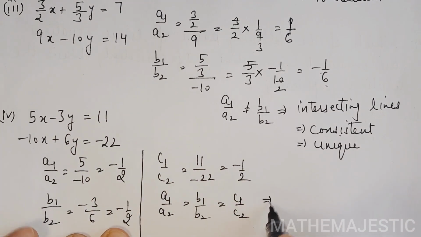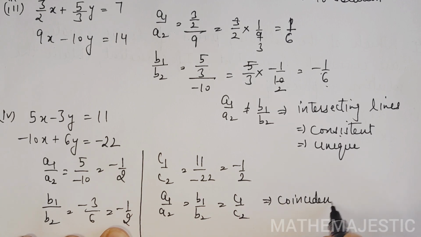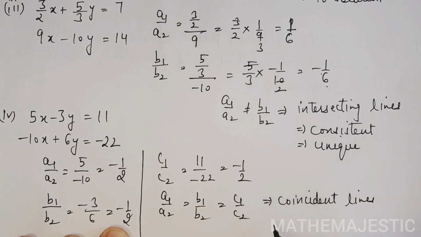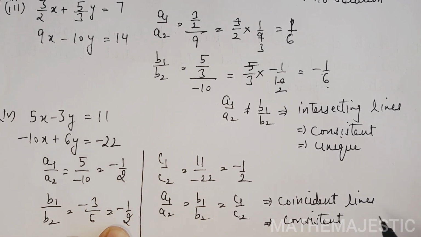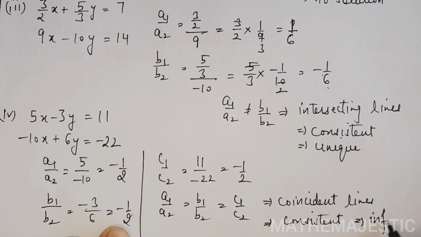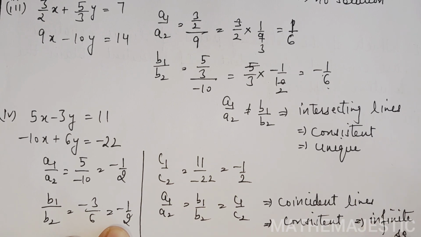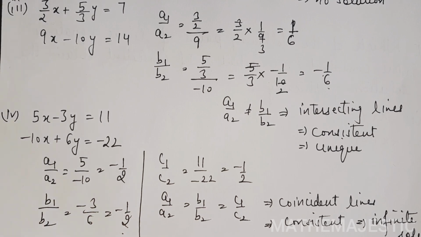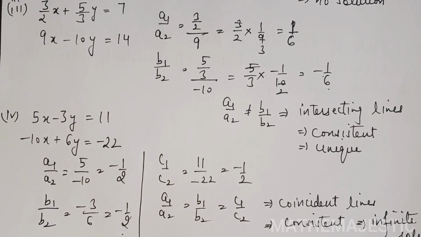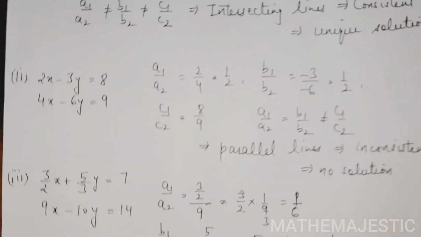have coincident lines, and because coincident lines are there, it is a consistent system of linear equations, and if it is consistent, it will have infinite solutions. Because the lines are coincident lines, the system will be consistent and every point on the line will be a solution to these linear equations. So this was the fourth part, now we're moving towards the last part, that is the fifth part of the question.